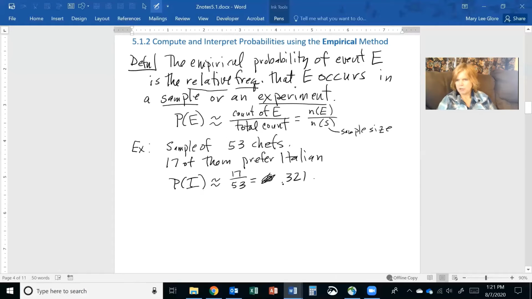So what does this mean? When you look at this, we can also convert this to a percent. We do that by multiplying by 100%, which is the same as moving the decimal two places. So this is 32.1%. And what that means is, if I ask 100 chefs, I expect around 32 of them to prefer Italian.